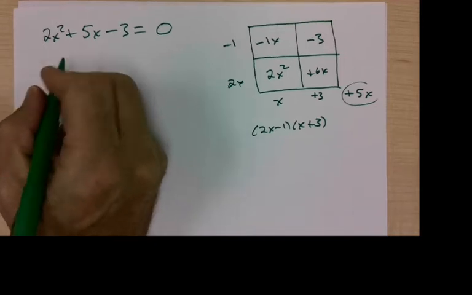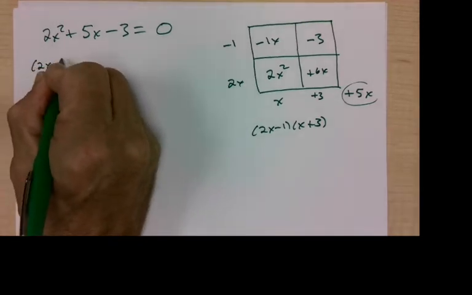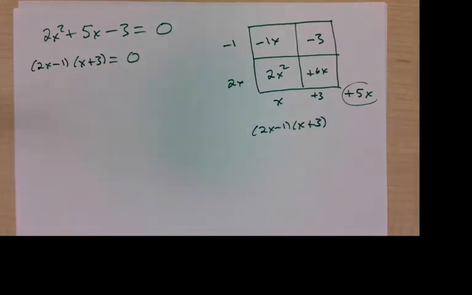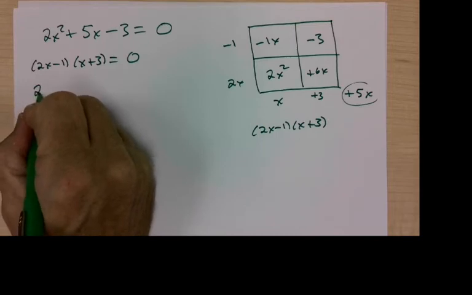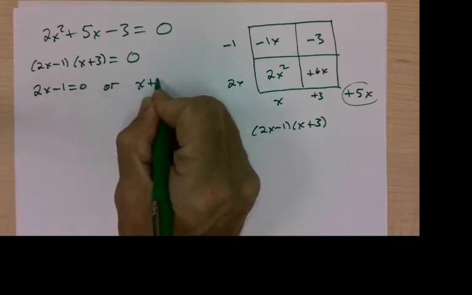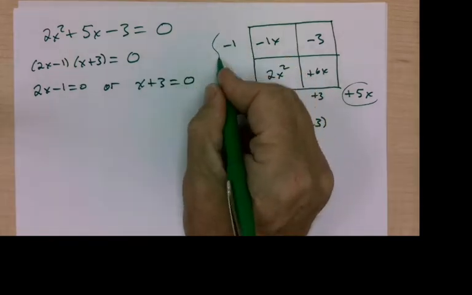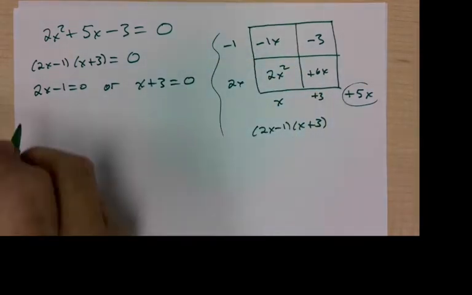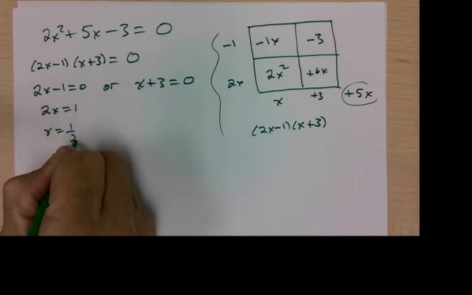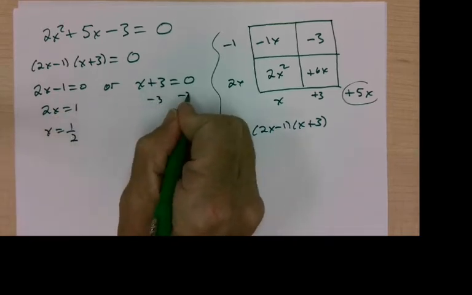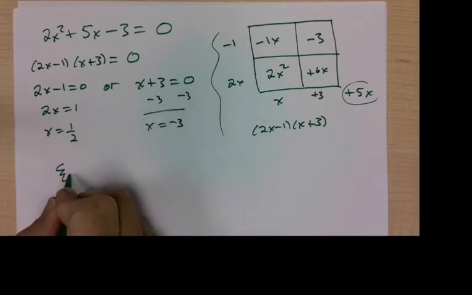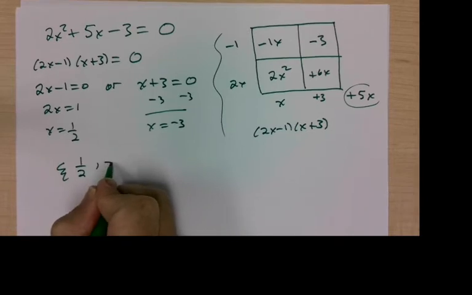So we'll say 2x minus 1 times x plus 3 equals 0. So if that's the case, either 2x minus 1 is 0, or x plus 3 is 0. Adding 1 to both sides, 2x is 1, dividing by 2, x is 1/2 over on this side. Adding negative 3 to both sides, x is negative 3. So sure enough, we get two answers. We get 1/2 and negative 3.